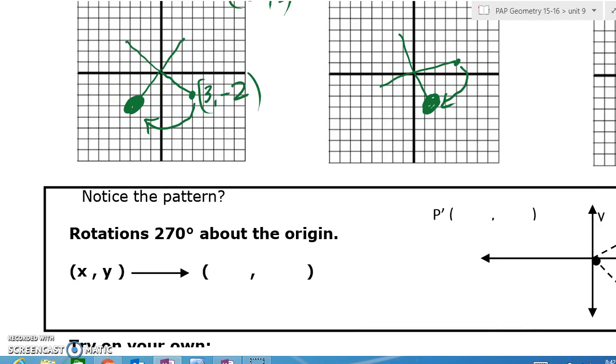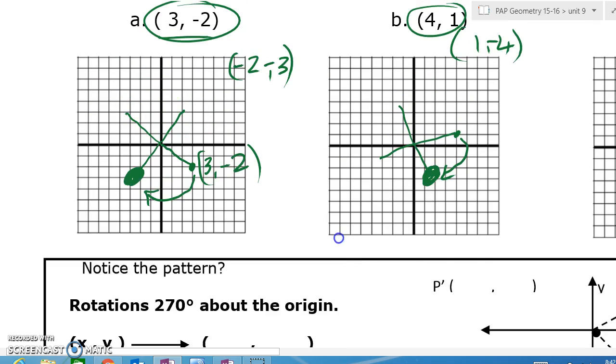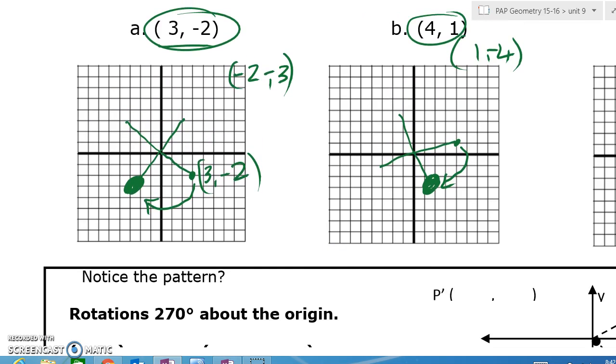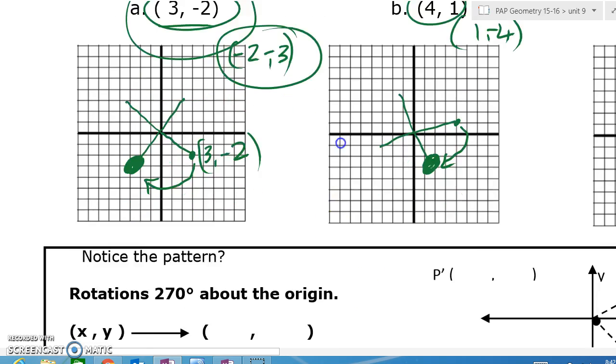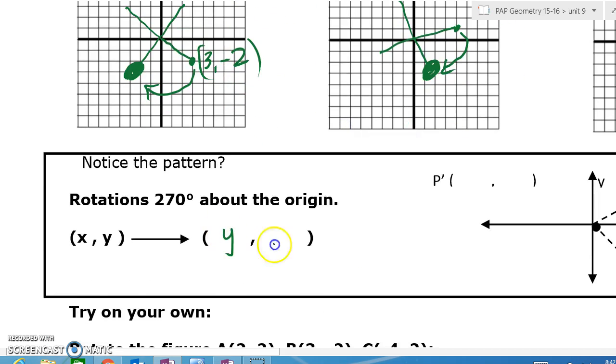So as a general rule, what's happening with a 270 degree rotation? Well, let's just take a look at this to here. Actually, sorry, I did that wrong. The final answer was this one, wasn't it? So it looks like the x and y are flipping, and the x is becoming negative. So it's y, -x as a general rule.